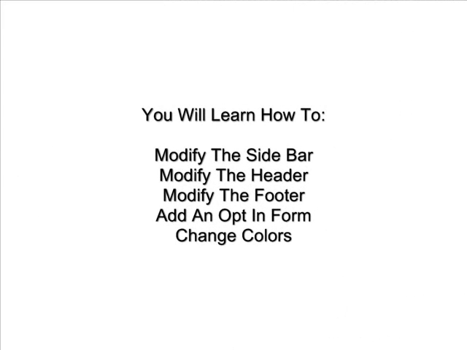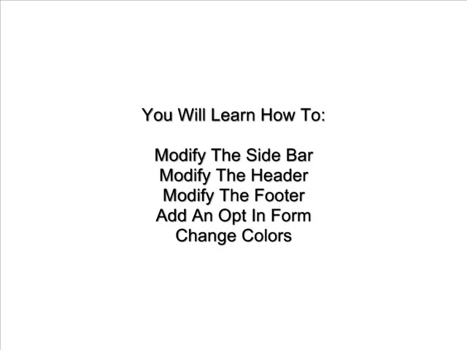In this video series, you're going to learn how to modify WordPress themes. What we're going to do is go through the process of modifying the sidebar, modifying the header, modifying the footer, adding an opt-in form, and changing the colors of a couple of different WordPress themes. Now, they all basically have similar elements no matter who created them, so it's pretty easy to find where you need to make the changes.